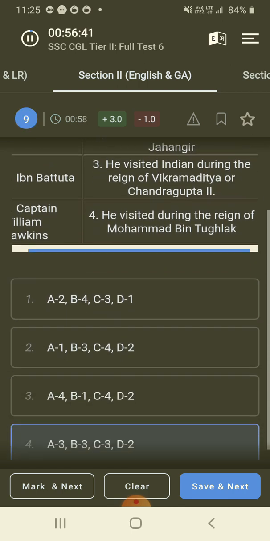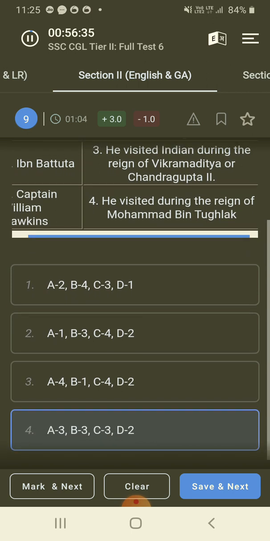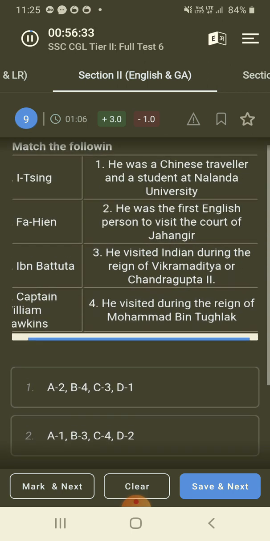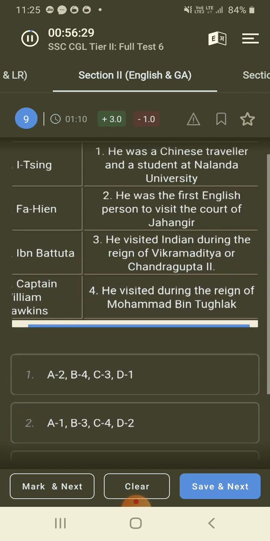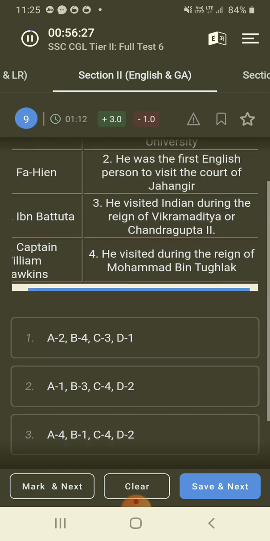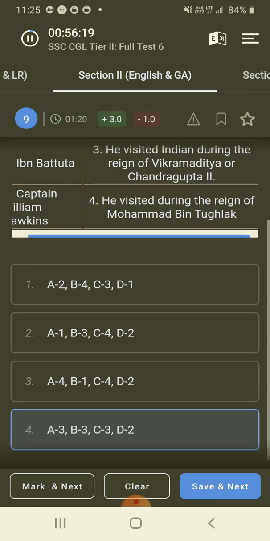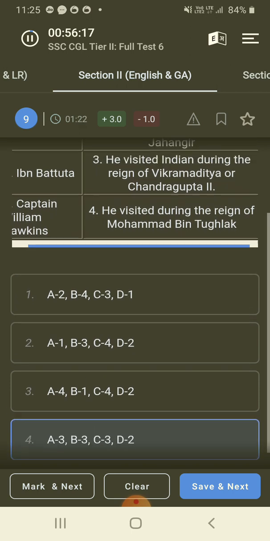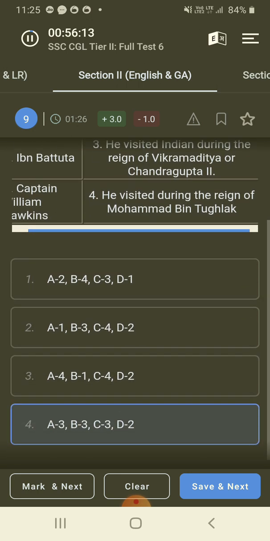Eka 3. Fahian visited India during the Raja Vikramaditya and Chandragupta II. Fahian. Beka 3. Eka 3. Beka 3. Sika 3. Eka 4. Beka 1.